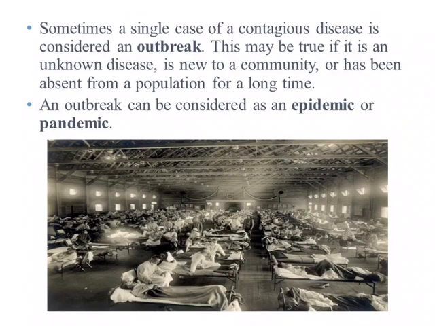Sometimes this could be because the disease was new, it's never been seen before, or it's just new to a certain area, or it wasn't around for a long time. People thought it was cured and now it's back. That would be an outbreak. Like I said, there are two different types, an epidemic or a pandemic.